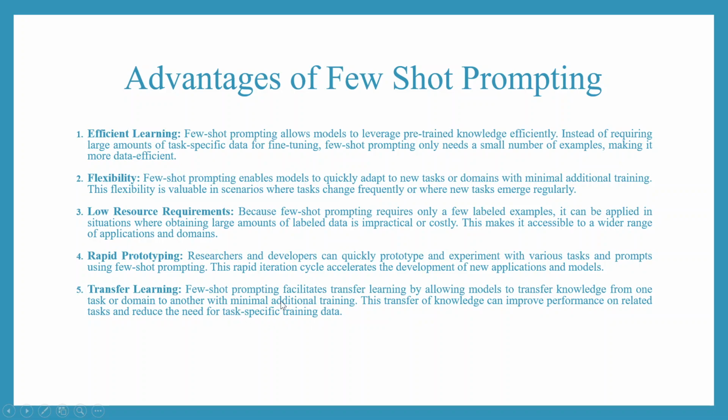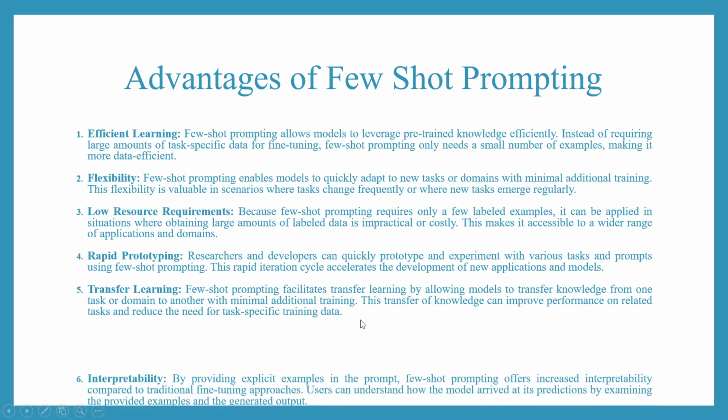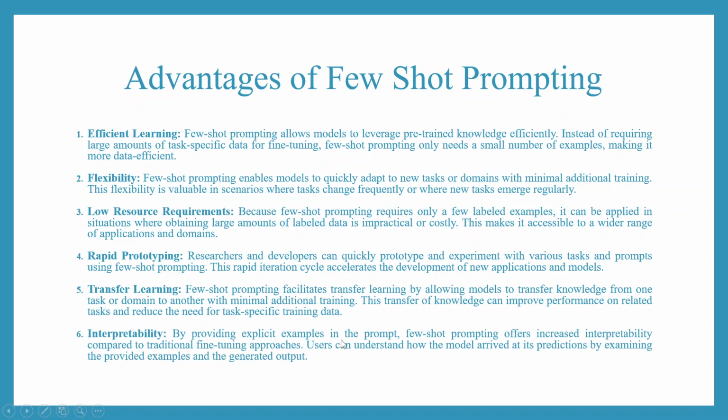Few-shot prompting facilitates transfer learning by allowing models to transfer knowledge from one task or domain to another with the minimal additional training. This transfer of knowledge can improve performance on related tasks and reduce the need for task-specific training data. By providing explicit examples in the prompt, few-shot prompting offers increased interpretability compared to the traditional fine-tuning approaches. Users can understand how the model arrived at its prediction by examining the provided examples and the generated output.